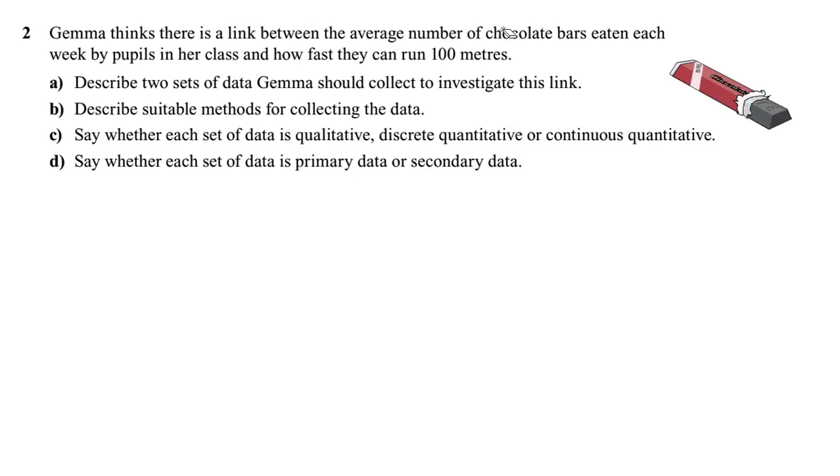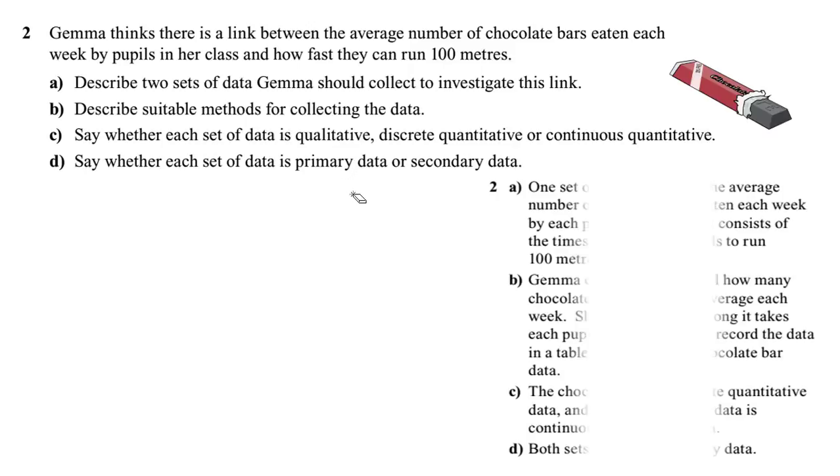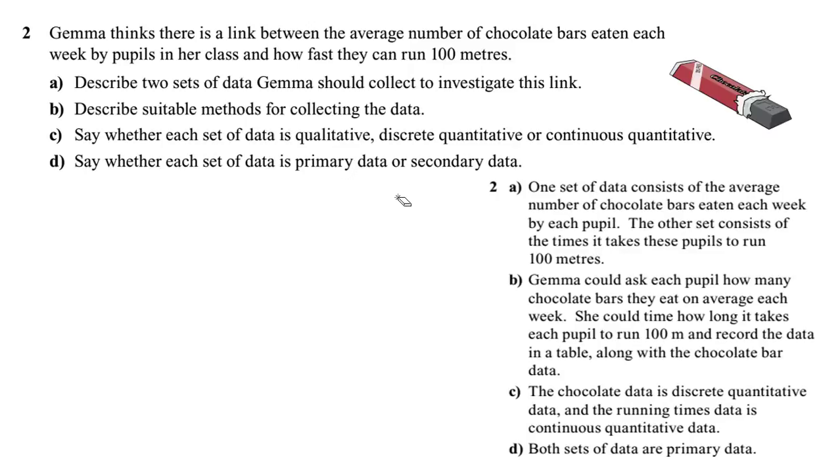But as for the average number of chocolates they eat in a week, she could also collect that secondarily. Maybe if the school has a record of how many chocolates these students take, then she can just go to the school and they can just print it out for her. So that could be secondary. But the way that she's collecting it here is going to be primary because she's going to be doing the questionnaire, giving it out, and collecting back the results. So that's going to be primary. Okay. If you want to pause the video and then just mark your work.